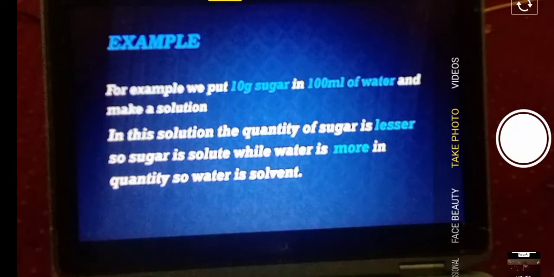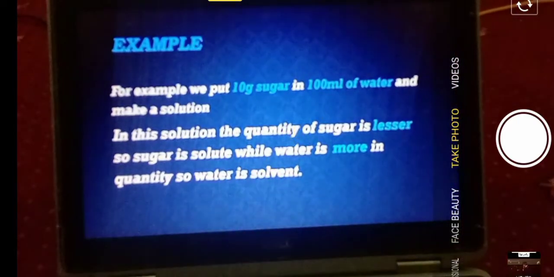Come to the example. For example, we put 10 gram of sugar in 100 milliliter of water and make a solution. So here you can see that we have 10 grams of sugar and 100 milliliter of water. 10 grams is less than 100 milliliter of water. So you can understand that 10 gram of sugar is the solute, and 100 milliliter of water is the solvent. In this solution, the quantity of sugar is lesser, so sugar is the solute, while water is more in quantity, so water is the solvent.